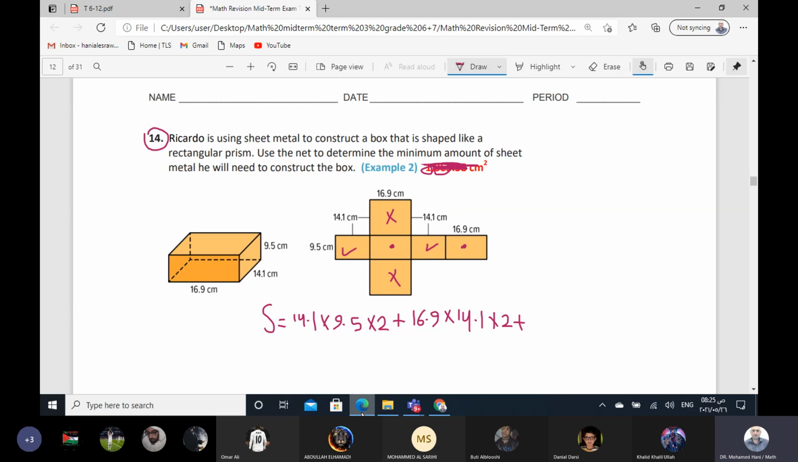Plus, also here we have a rectangle, this side 16.9 times this side 9.5, so 16.9 times 9.5, times 2. Also here we have two congruent faces, meaning two congruent areas, so times 2.